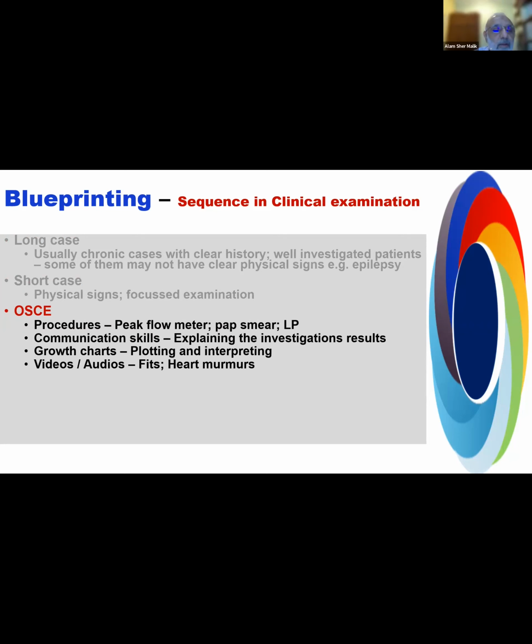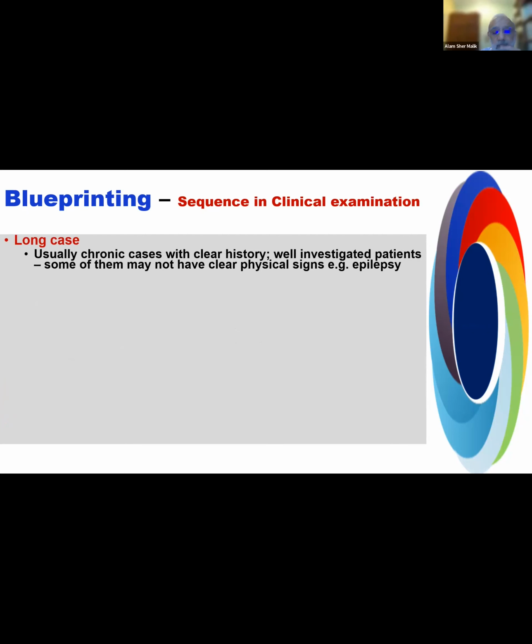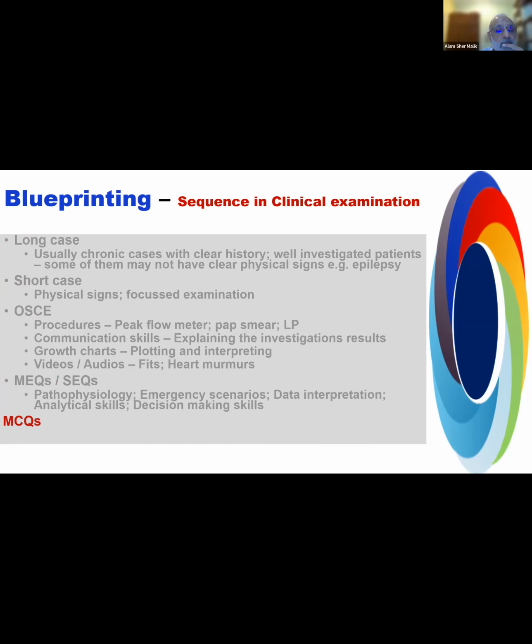Similarly, for the remaining, the OSCE, for example the procedures, the communication skills, videos, audios would be in the OSCE, and we can strike out those areas from the list. Then come the modified essay questions, or SEQs, and then the MCQs. So if we divide in that way, we can cover almost the whole curriculum without duplication, without asking too many questions from one system. So this is based on the clinical sequencing in clinical examination.